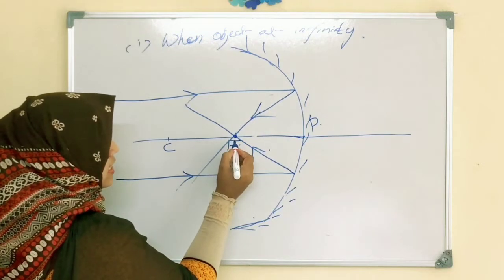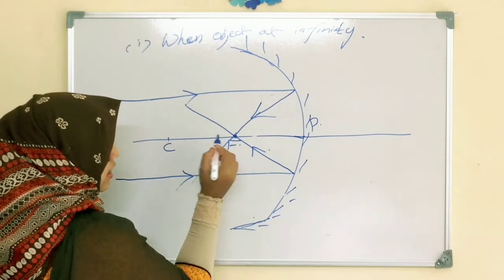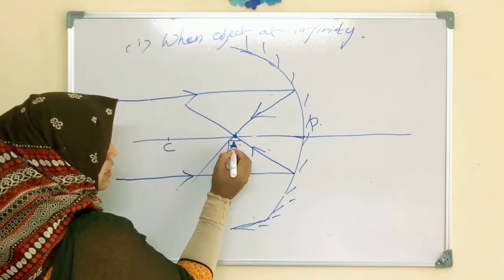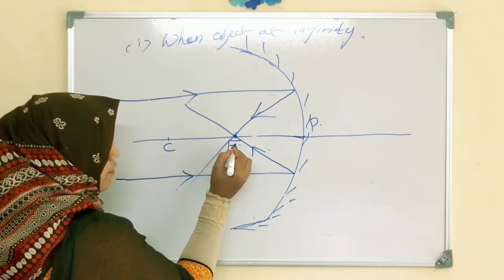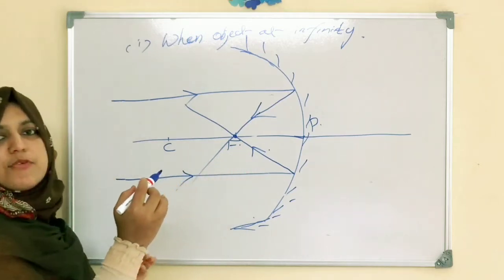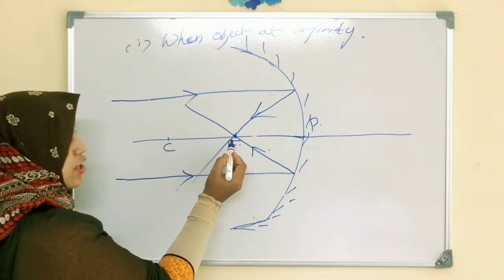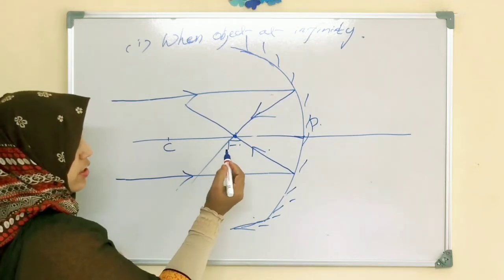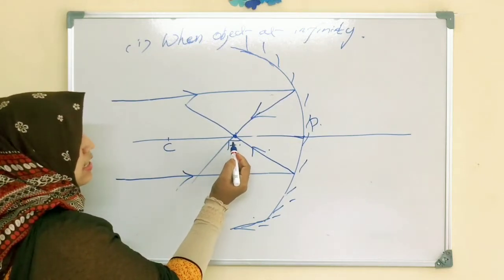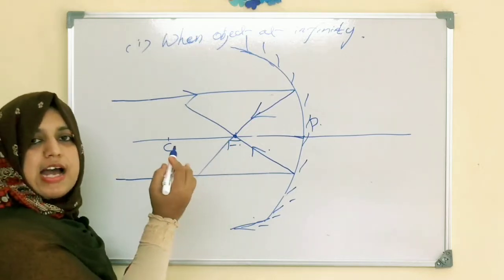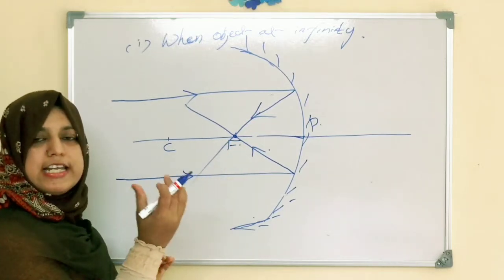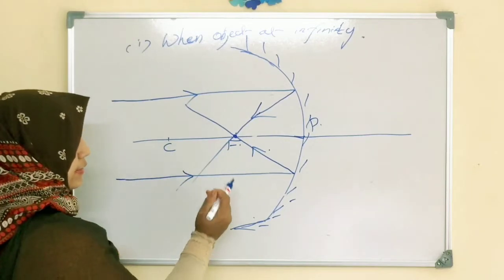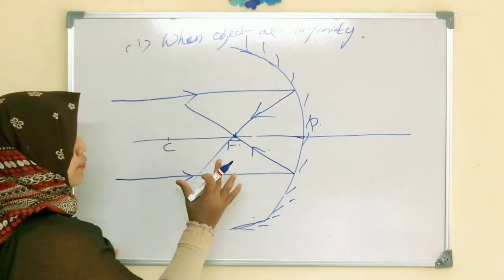So here one image is forming. The position of the image is at principal focus, and the nature of the image is real and inverted, and the relative size of the image will be highly diminished, or highly smaller size, or point size. We can write like that. These are the features.